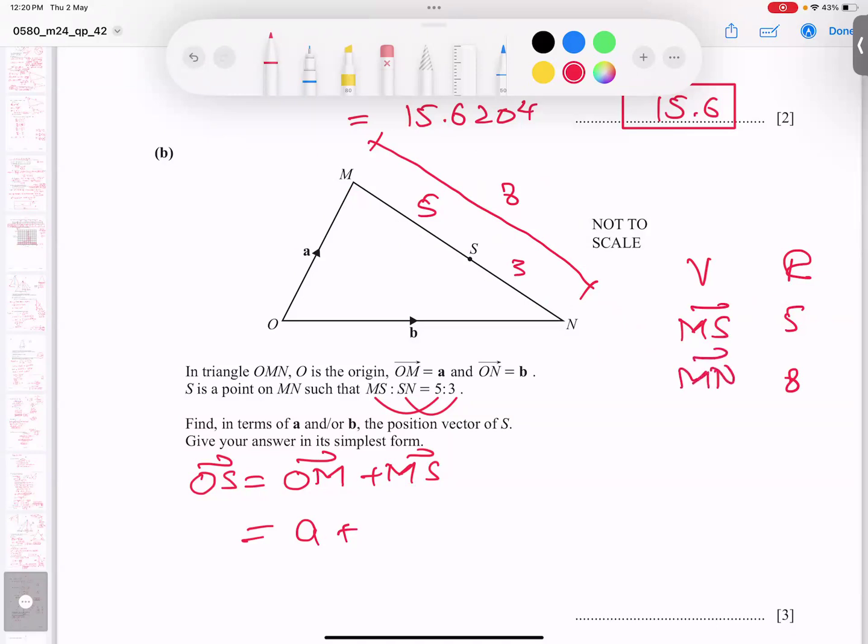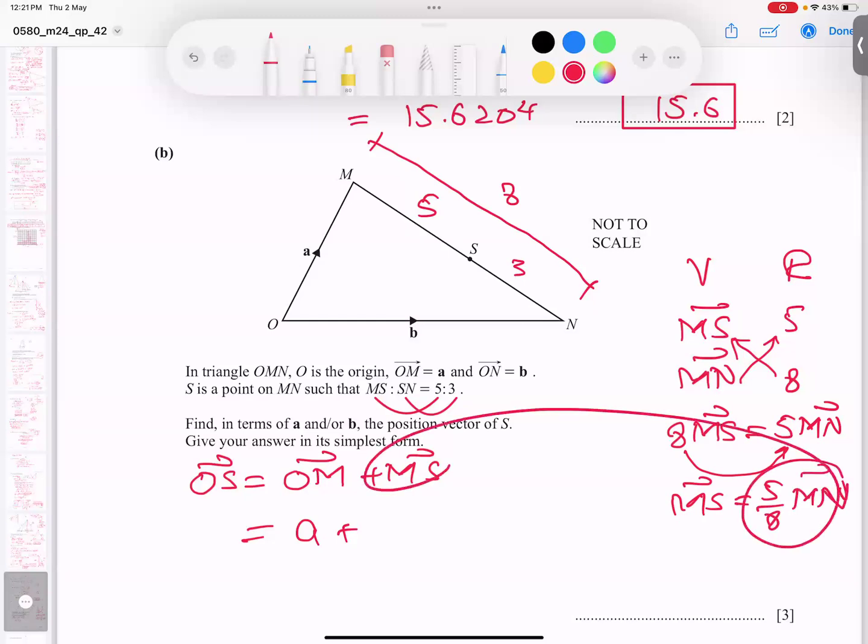Now question comes with you, sir, I don't have MN. I will find it, don't worry. Multiply: 8 times MS equals 5 times MN. Okay, this 8 will go down. So MS is 5 by 8 times MN.